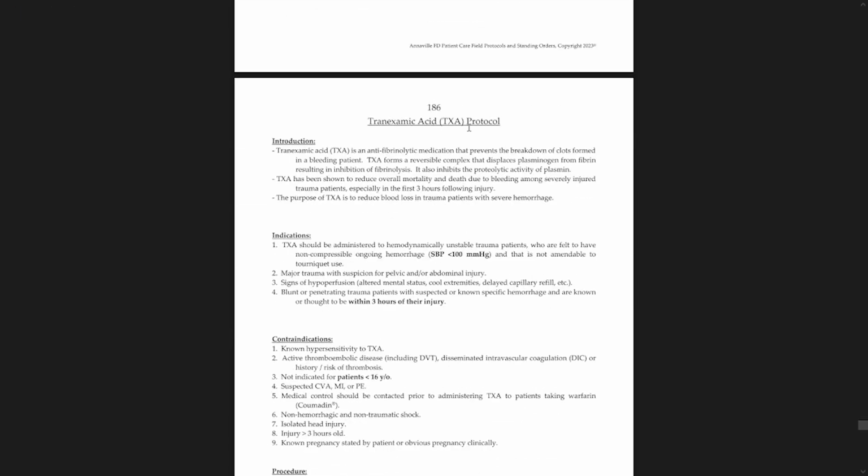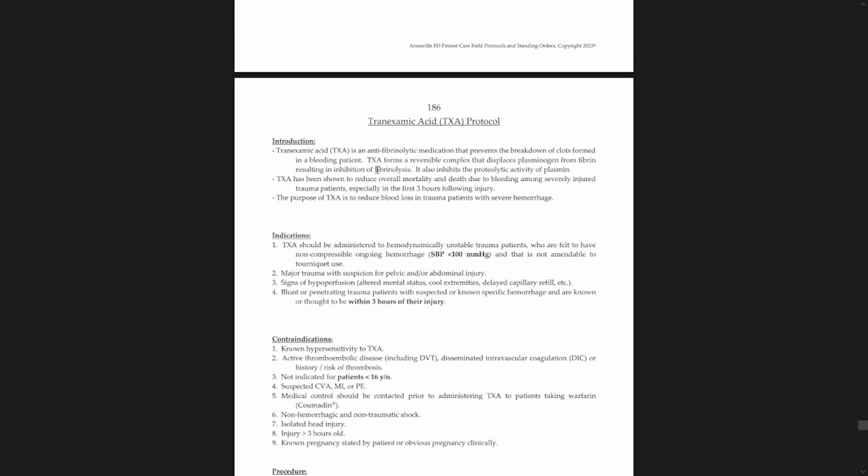Tranexamic acid or TXA protocol. To introduce this, TXA is an antifibrinolytic medication that prevents the breakdown of clots formed in a bleeding patient. TXA forms a reversible complex that displaces plasminogen from fibrin, resulting in inhibition of fibrinolysis. It also inhibits the proteolytic activity of plasmin.